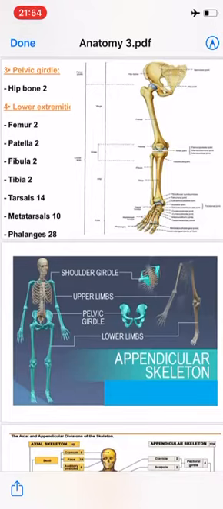We have the tarsal bones, the small bones forming the foot region. Metatarsals, the bones that are longer and articulate with the tarsals. And finally we have the phalanges, the bones forming the toes.